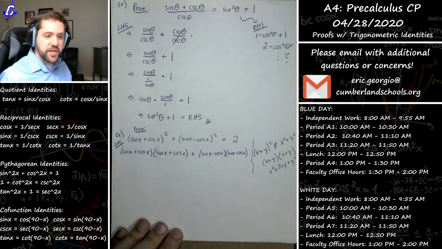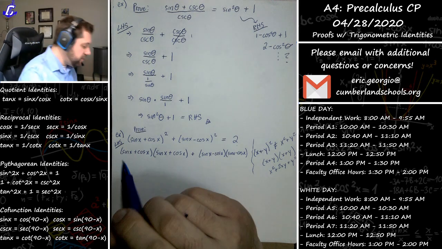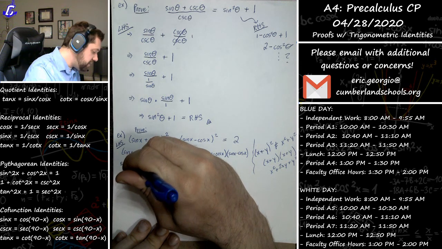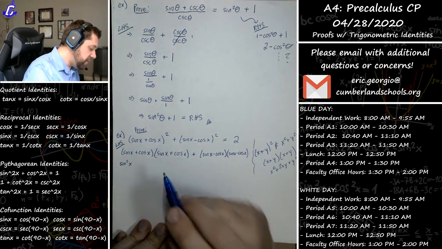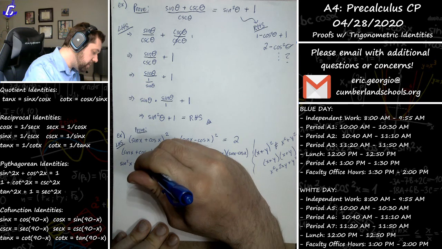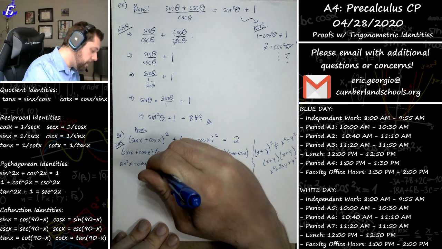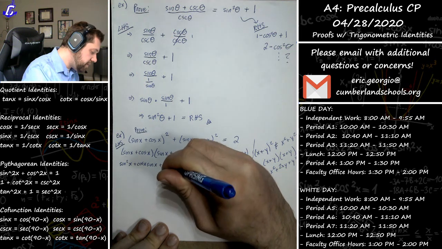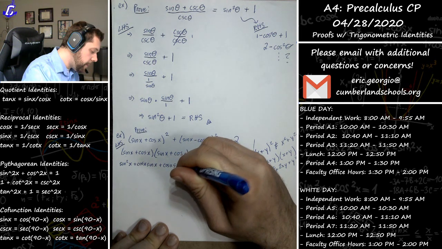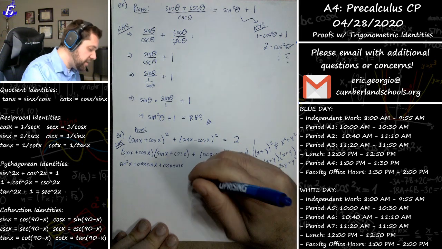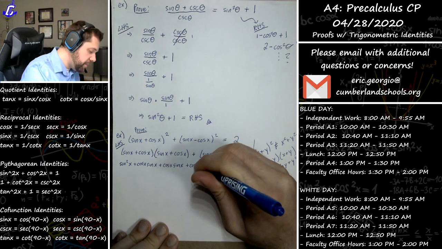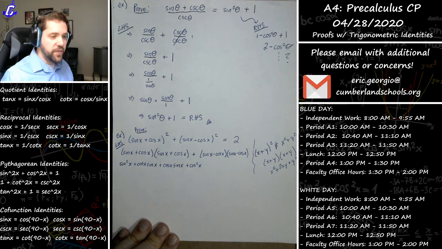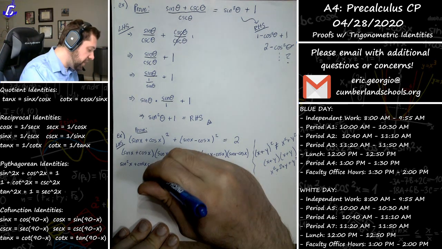A little bit of first, outer, inner, last distributive property happening over here. We need sine of x times sine of x is sine squared of x. Sine of x times cosine of x is plus cosine x sine x. Cosine x times sine x is another cosine x sine x. Cosine x times cosine x is cosine squared of x. That's just a little first, outer, inner, last, just like we did over here. Okay? Don't freak out. It's going to be a lot of terms, but we'll get through it together.